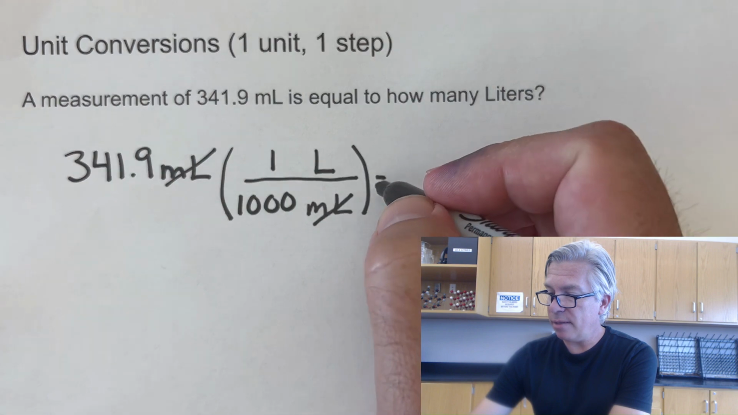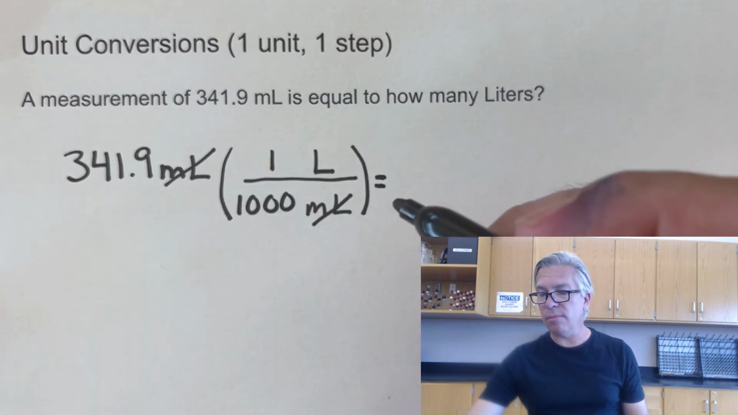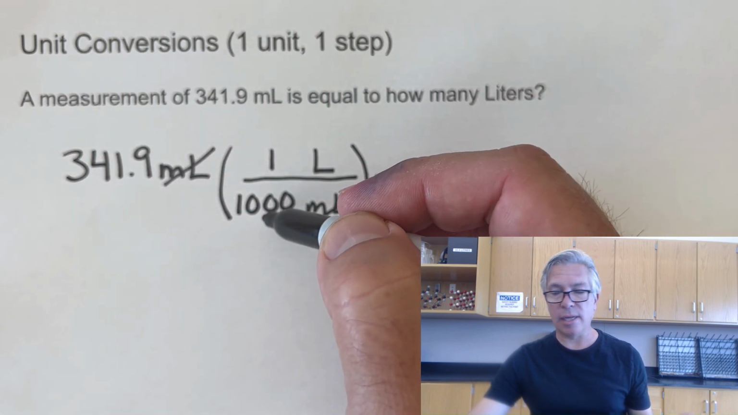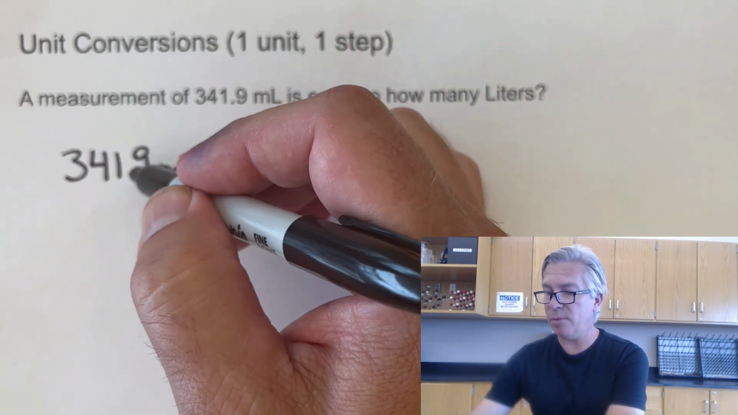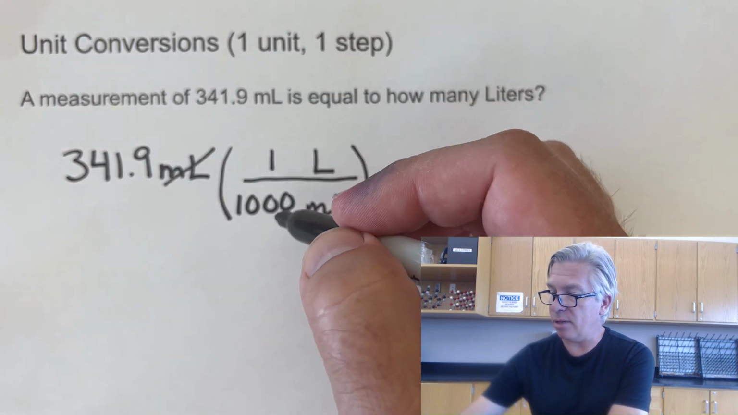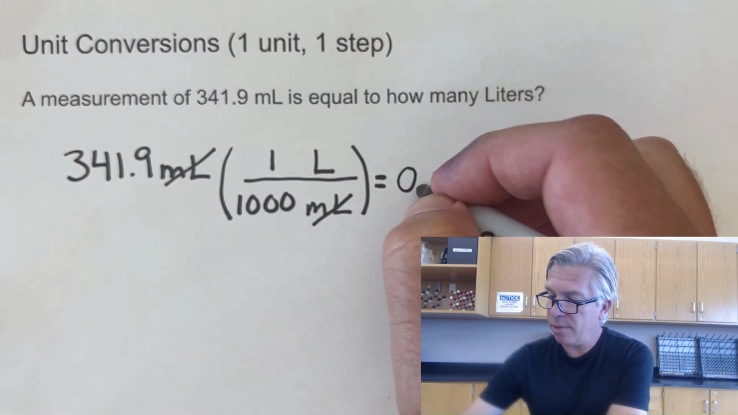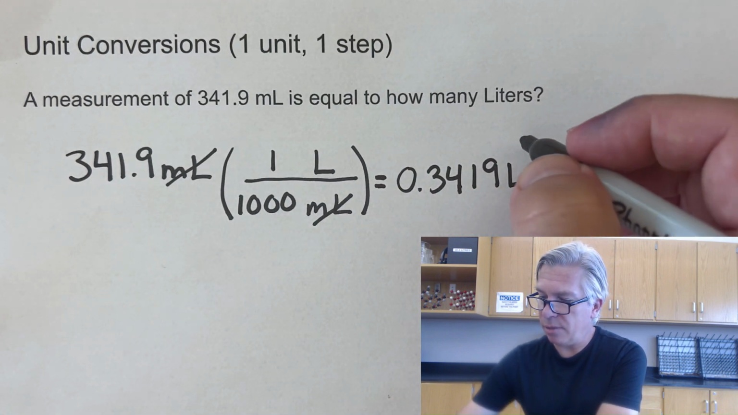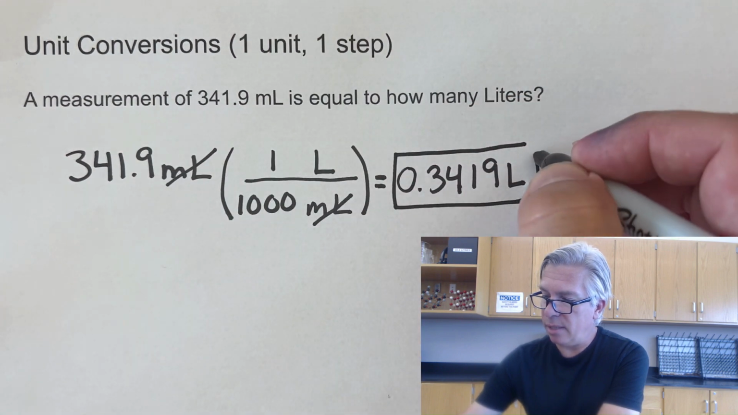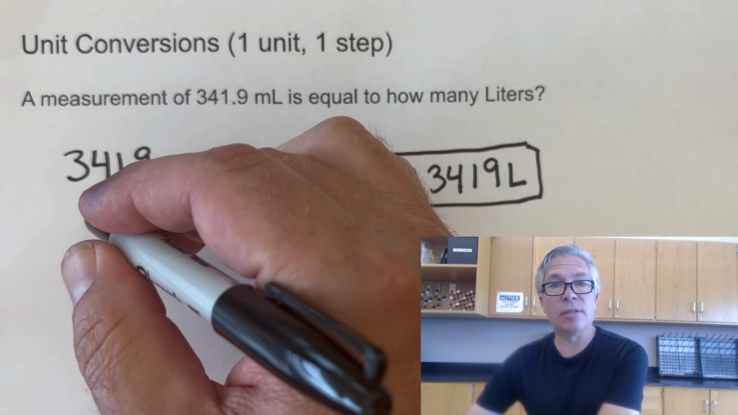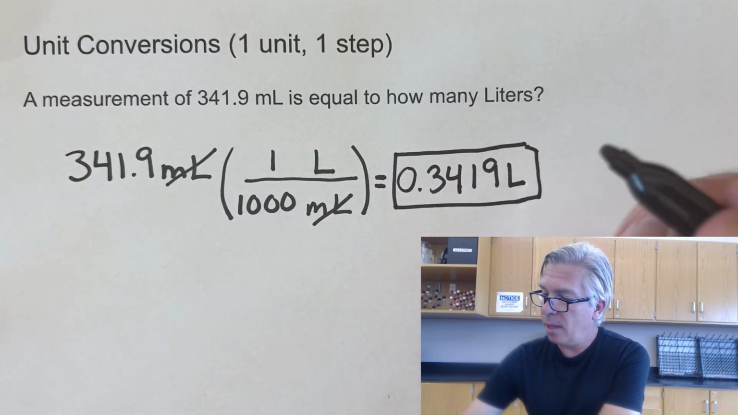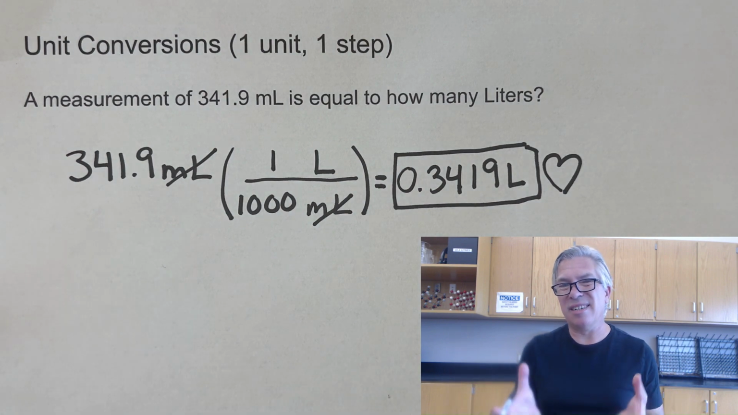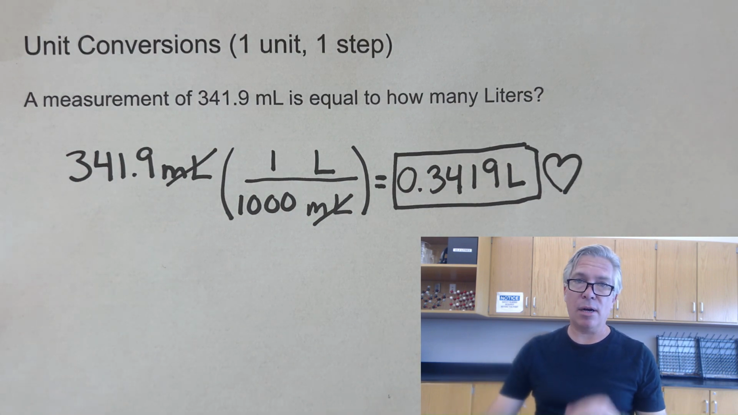And then to finally solve my problem, I need to multiply across the top, divide by what's on the bottom, and then work it out. So 341.9 times 1 doesn't change the value, divided by 1,000, and I will get 0.3419 liters. That's my answer. It's in the appropriate unit. It is a smaller number than I started with because now the units that I'm using are bigger, so I need less of them. And I often like to put a little box or a rectangle and a heart around it just to set it off and show that I'm done with that problem.